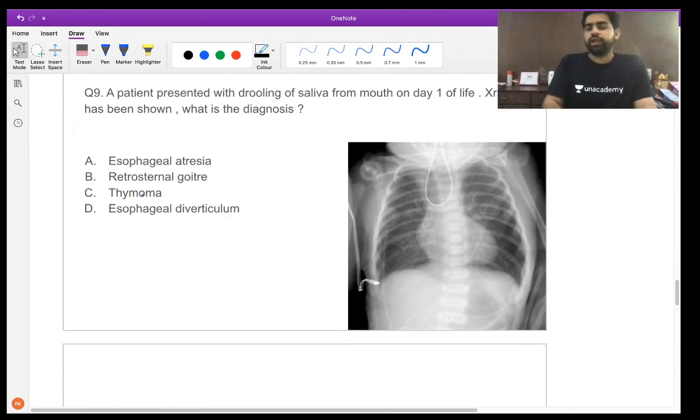Okay, right. Now this is again a very simple question. Can you tell me, guys, a patient is presenting to you with drooling of saliva from the mouth on day 1 of life. X-ray has been shown. What is the diagnosis? Now this is a very simple question again, but yeah, can you please take it for me? So, right, what is the answer? Kamal is saying it is N1.